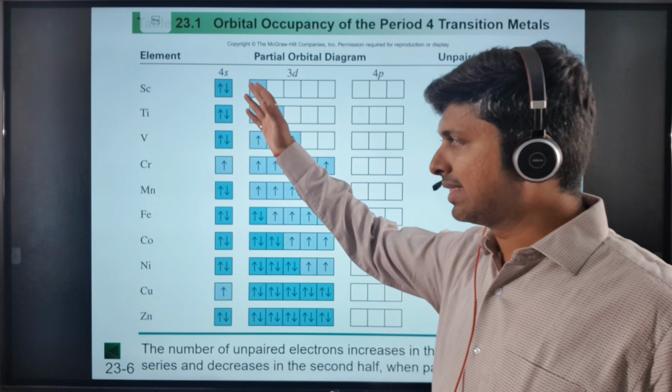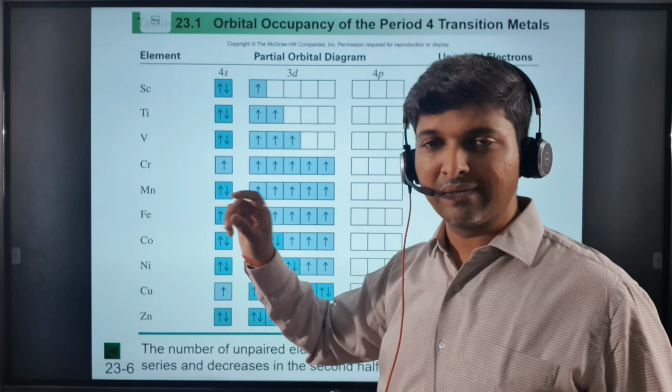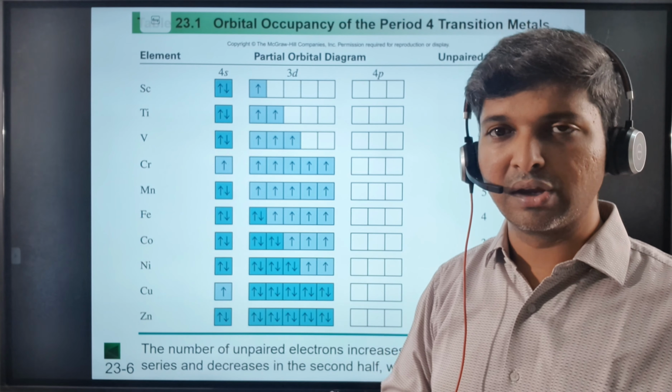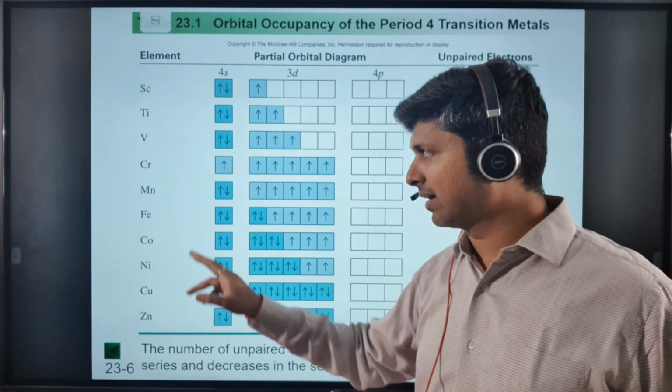You can see over here that manganese has an atomic number of 25 and its outermost shell has an electronic configuration of 4s2 3d5. Here 4s2 3d5, with 5 unpaired electrons in manganese.